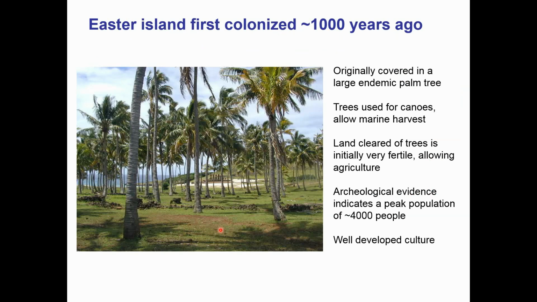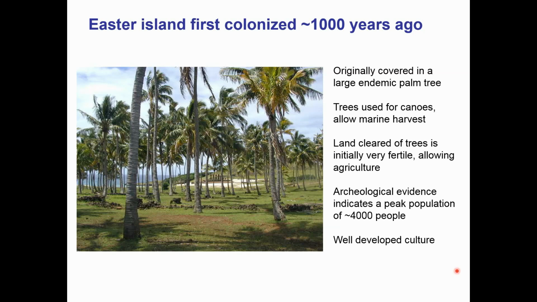When people first arrived onto the island, it was covered in a large endemic palm tree. The whole surface of the island was covered in a palm tree that was the largest palm tree the world has ever seen. Now these people that arrived, these Polynesians, were used to making canoes. And the palm trees on the island were brilliant because they were the largest palm trees in the world. So they used these trees to build canoes, and that allowed the islanders to move around, and it also allowed them to harvest fish from the ocean and collect a great source of food.